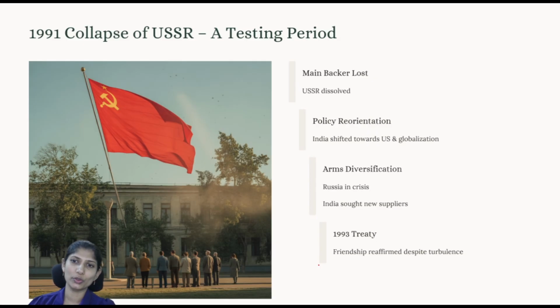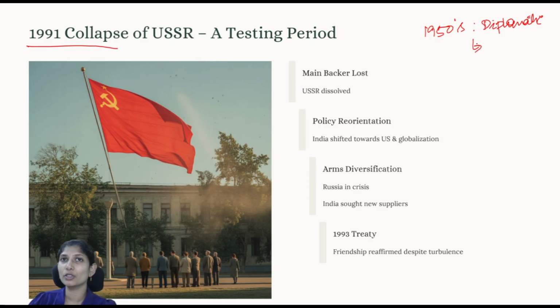Now let's come back to the video. Let's go to your 1991 decade. We saw the 1950s. Just a small recap up until here. In the 1950s, we began diplomatic relations. Also, this is a very new phase, the 1950s, both for India as well as the USSR, because of bipolarity, they don't know whom to trust, and even we are a newborn nation.